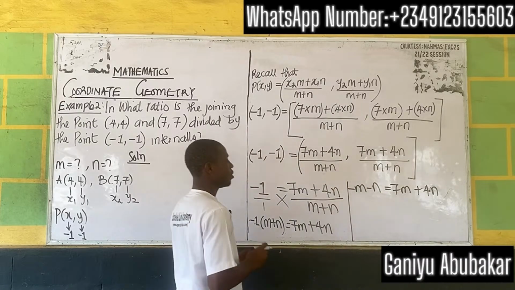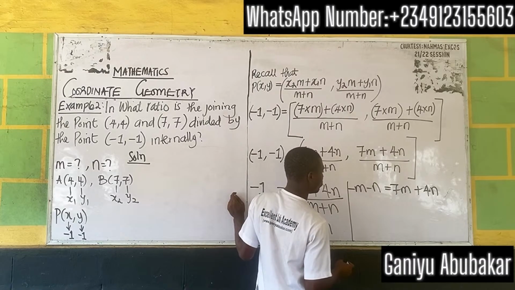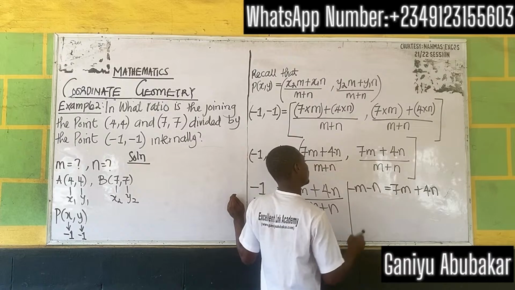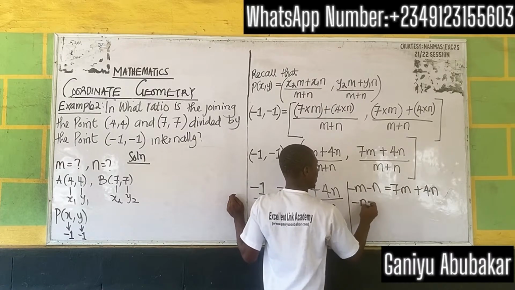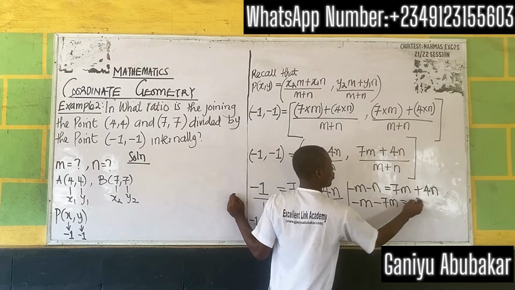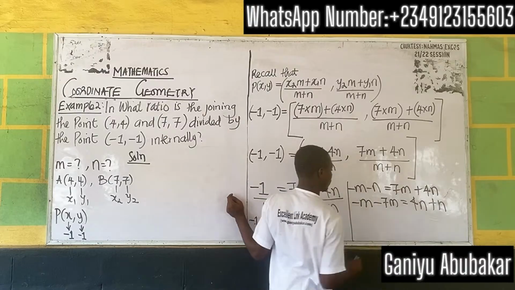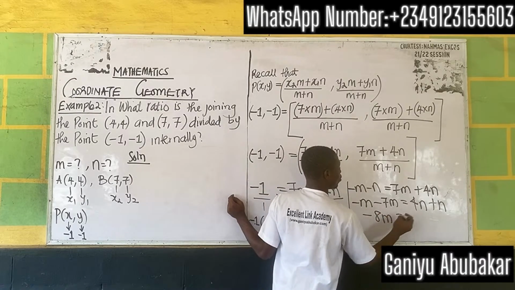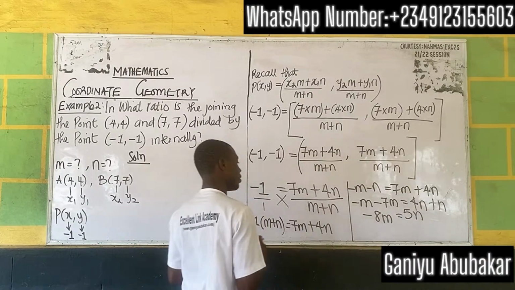All right. My task is simple here. I'll try as much as possible to separate them. That is, I'll take m here, I'll take n there. So -m minus 7m equals 4n plus n. Here gives you -8m equals 5n. All right.